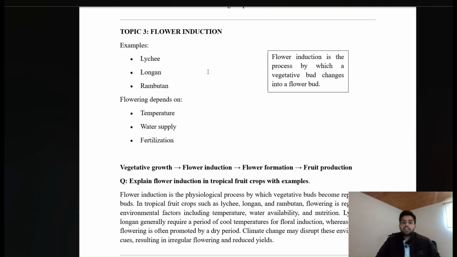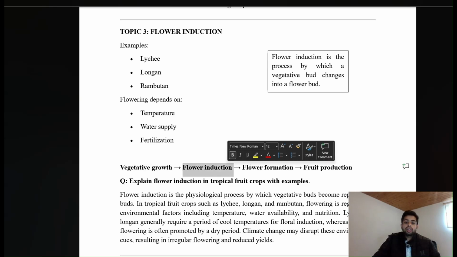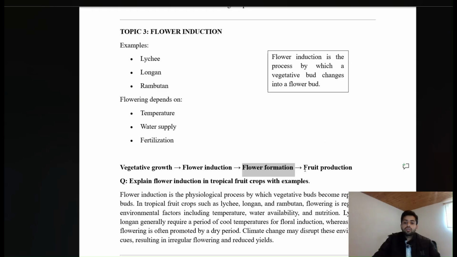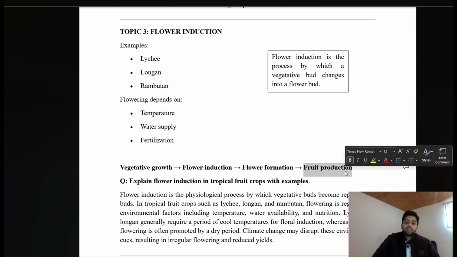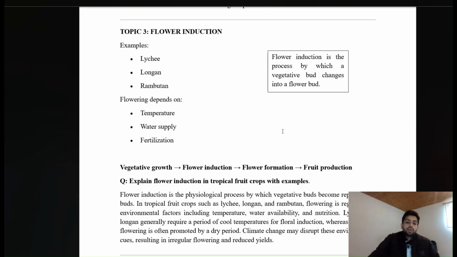examples are Litchi, Longan, and Rambutan. But before the examples, can you tell me what flower induction is? Flower induction is nothing but a process by which a vegetative bud changes into a flower bud. As you can see here also, vegetative growth, then flower induction will come, then flower formation, then the flower, then fruit production. So this is part of the stages during growth.